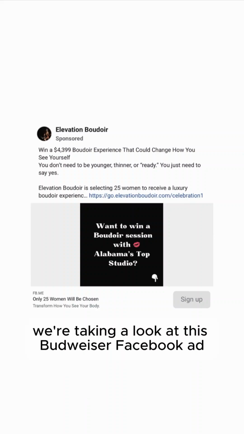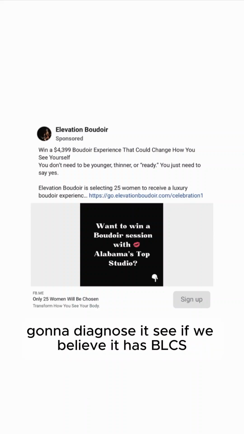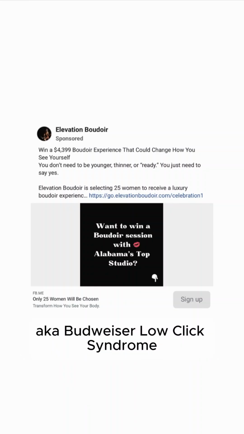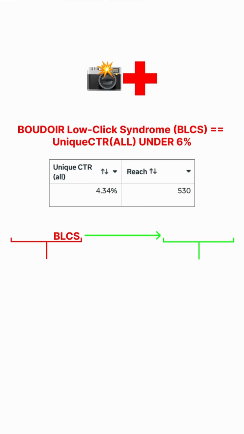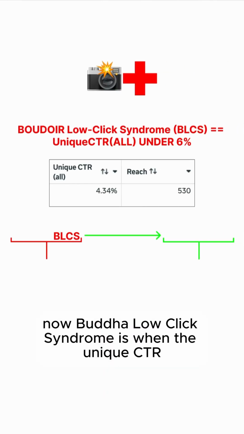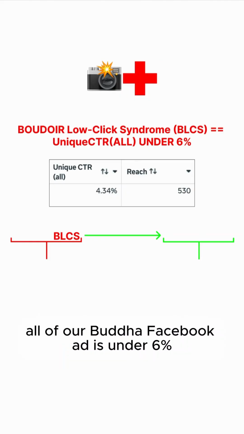All right, we're taking a look at this Boudoir Facebook ad. Going to diagnose it, see if we believe it has BLCS, aka Boudoir low click syndrome. Now, Boudoir low click syndrome is when the unique CTR all of our Boudoir Facebook ad is under 6%.